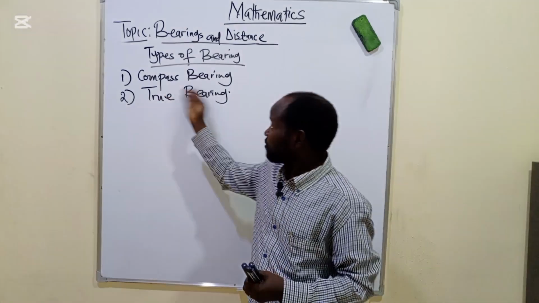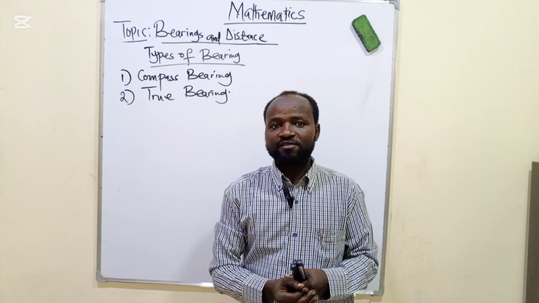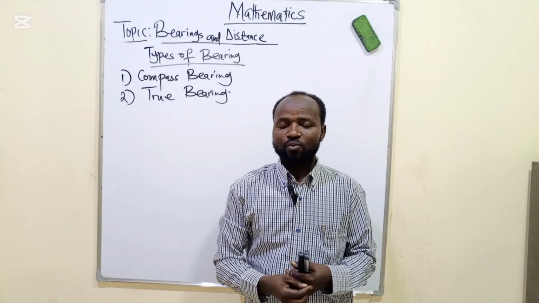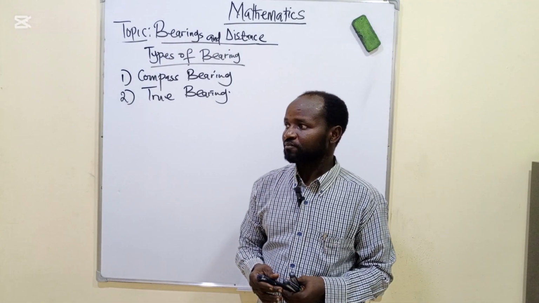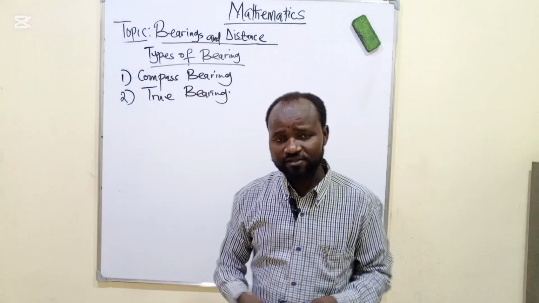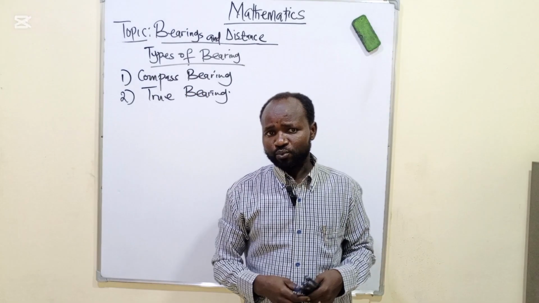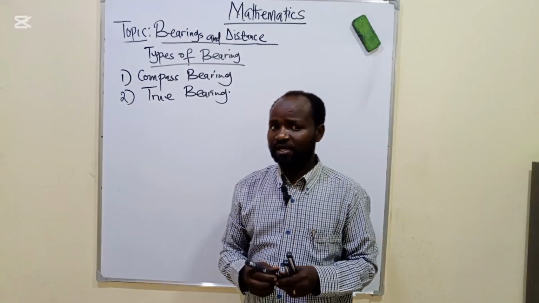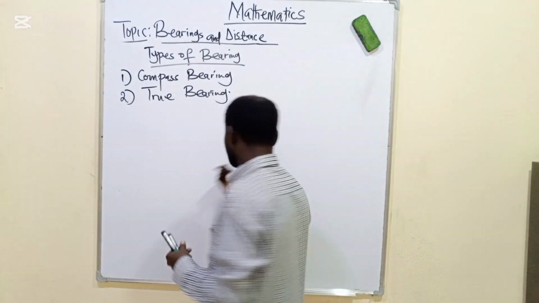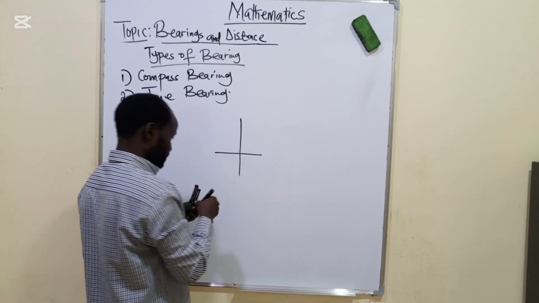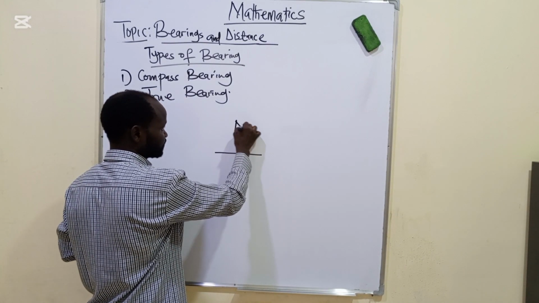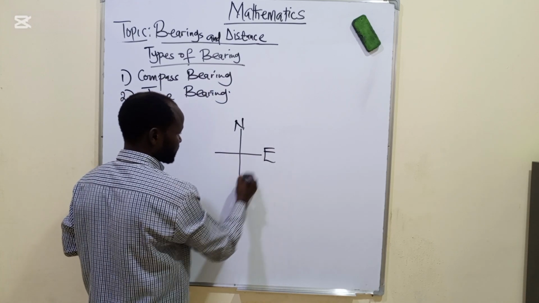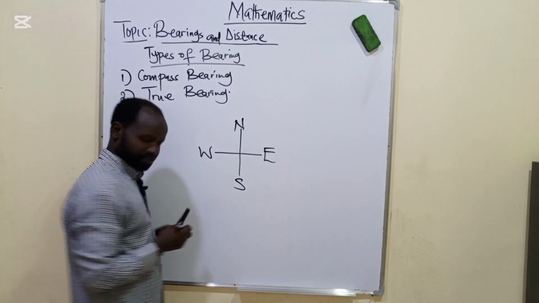Before the invention of compass, maps and GPS was used for navigation and orientation. And to represent this compass bearing, we use the four major cardinal points. So let's look at the four major cardinal points. If we have this Cartesian plane, we have the north, east, south, and west.